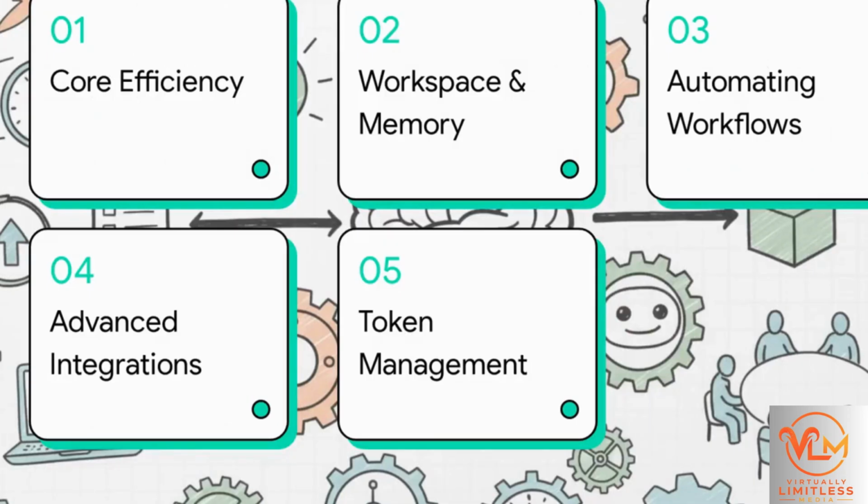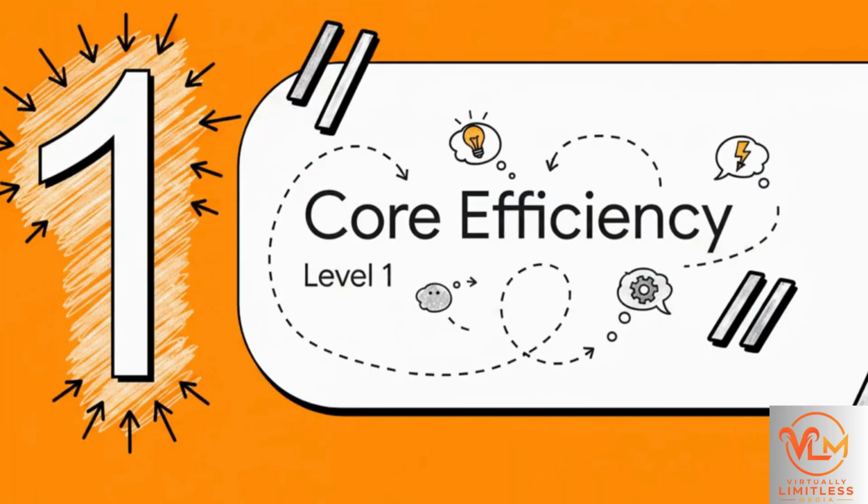So, to build out your definitive cheat sheet today, we're going to level up through 5 specific stages. First, core efficiency secrets. Then, mastering workspace and memory. Next, automating your workflows, followed by advanced integrations, and finally, some essential token management rules. All right, let's jump straight into level 1, core efficiency secrets. These are your fast, foundational slash commands that'll instantly wipe out the friction in your daily workflow.